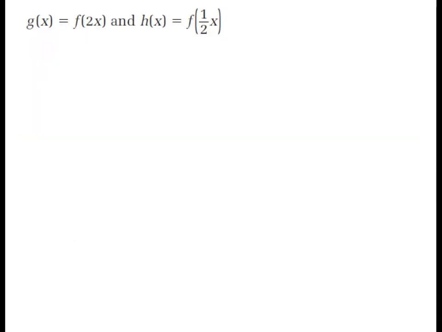The next question: f of x is the same, meaning f of x is square root of x. We have to find g of x, which is f of 2x. So g of x, which is f of 2x, is the same as, remember, f of x is square root of x, so wherever you see x, replace it with 2x. So it becomes square root of 2x. And h of x is going to be square root of half of x.